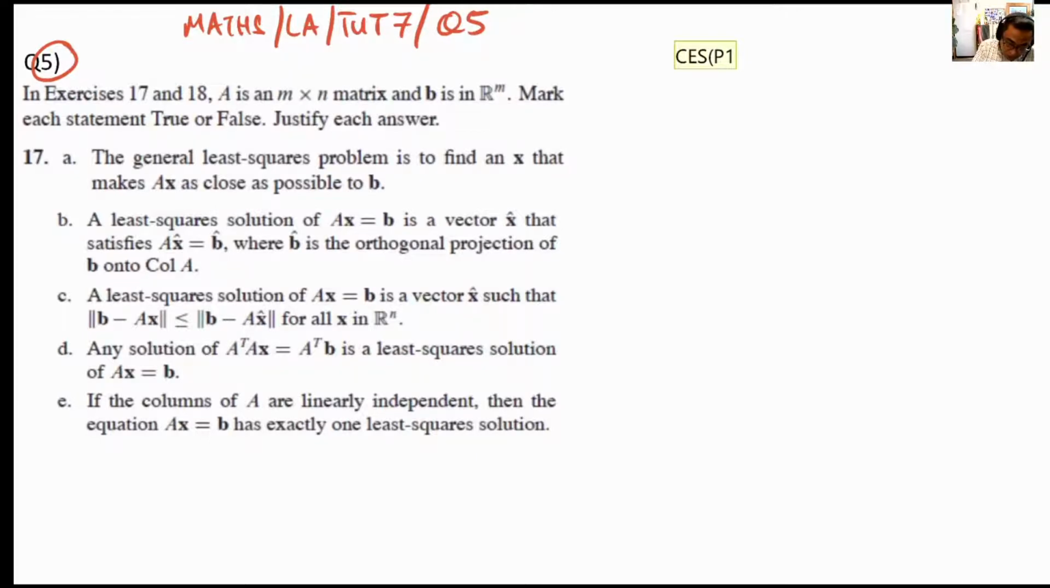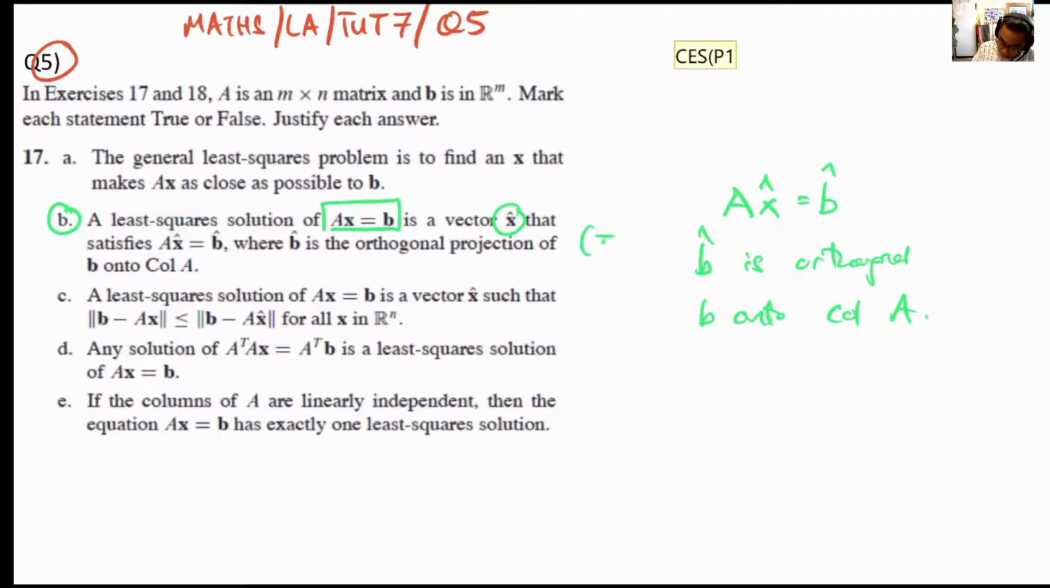We now turn our attention to question 5, 17b, where the problem is now stated as: a least squares solution of the equation Ax equals B is a vector x. So we are basically finding x such that Ax hat equals B hat, the orthogonal projection of B onto the column space of A. And the answer is this is also true.